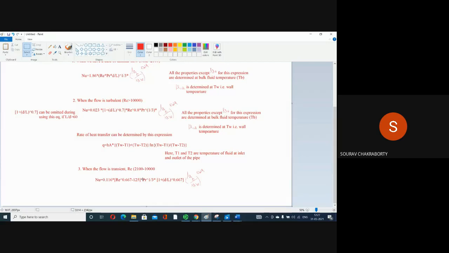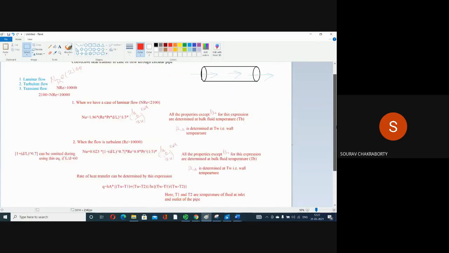Next, we will see flow of fluid outside various geometries. For various geometries, what will be the flow of fluid? So next we'll check.